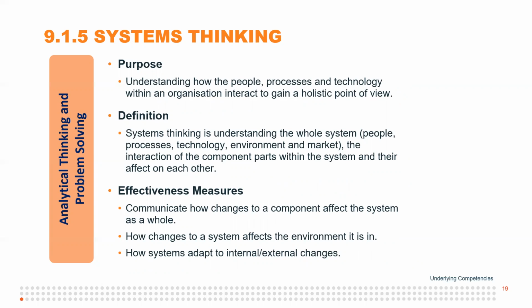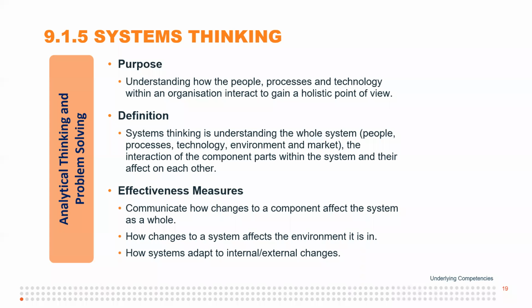So this one is understanding how the people, processes, and technology in an organization interact. It gives you a holistic view of the organization. And so systems thinking is understanding the whole system. So as they point out here, people, processes, technology, the environment, and the market. So those are the interactions of those component parts within the system and their effect on each other. So it's not just within the organization, it's also the environment and the market as well.